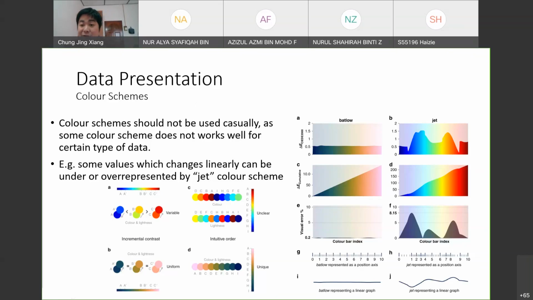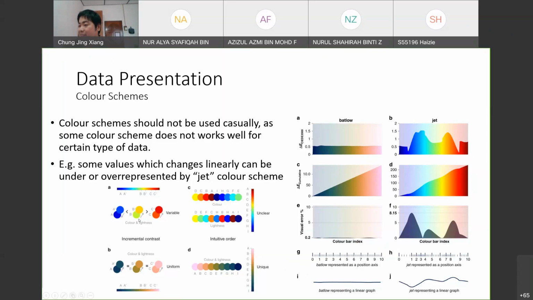For example, if you use the jet scheme, you can see in the middle this cyan and this yellow are very strong colors. So if you plot your linear values with this jet color, this is what it will look like. 0 to 1 is a bit underrepresented, but here it is strongly represented by this cyan color. Also 6, 7, 8 by this yellow color. So this is something we want to avoid. If not, it gives us an impression that the value is not changing linearly.